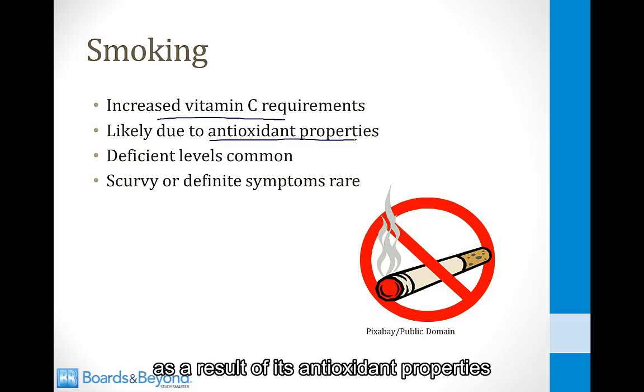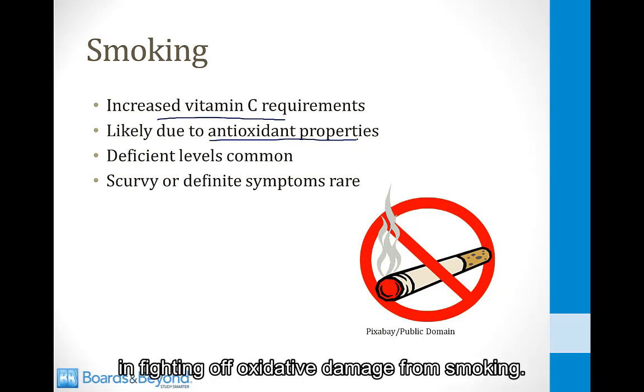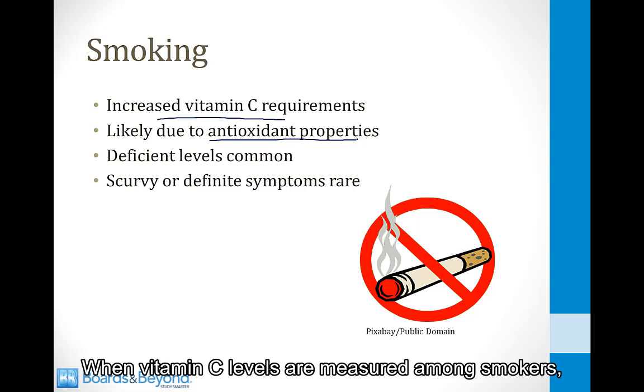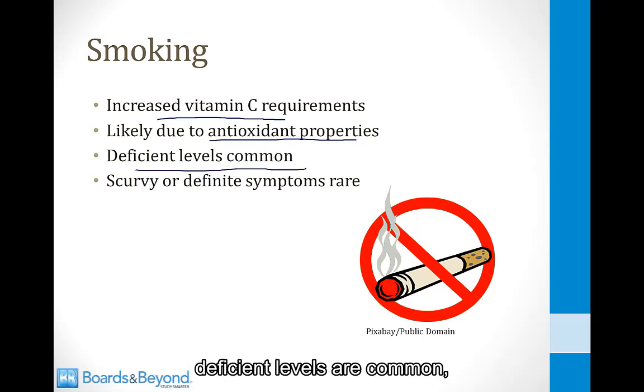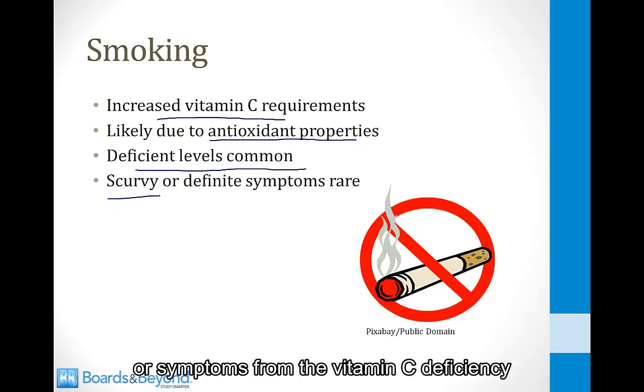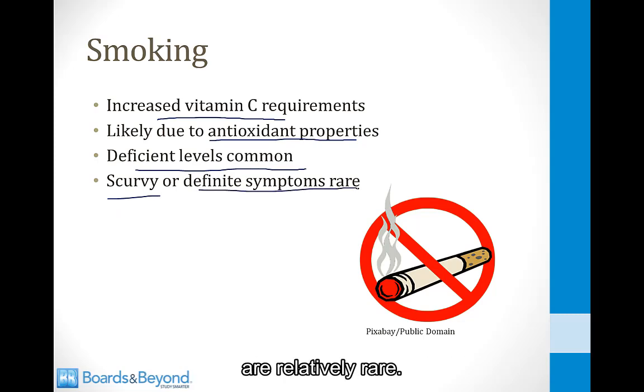Smokers have an increased vitamin C requirement, and this is likely because vitamin C is consumed as a result of its antioxidant properties and the role it probably plays in fighting off oxidative damage from smoking. When vitamin C levels are measured among smokers, deficient levels are common. Symptoms of scurvy, however, or symptoms from the vitamin C deficiency are relatively rare.